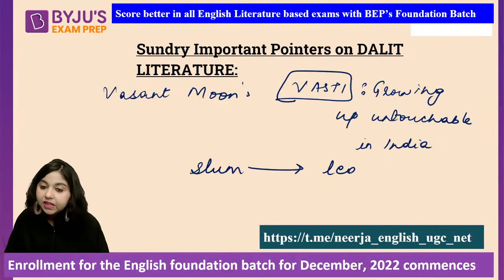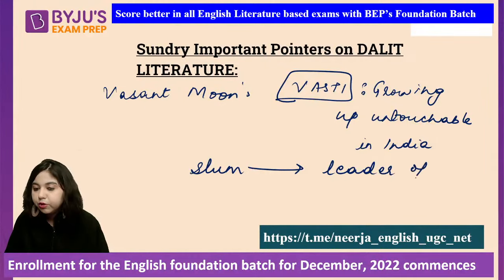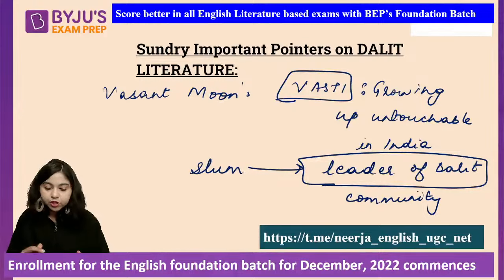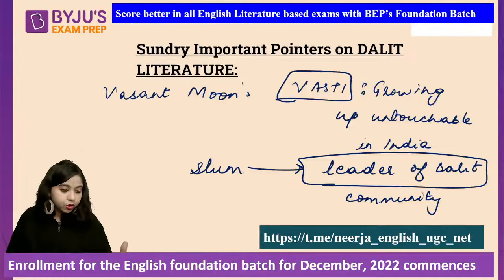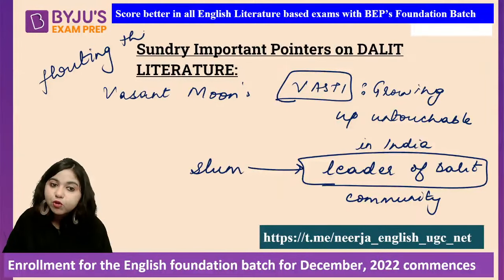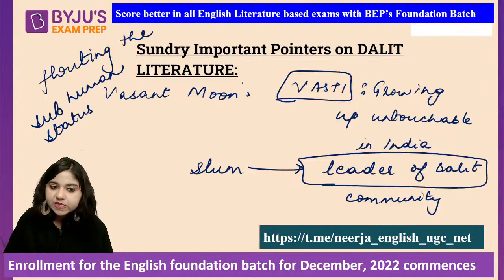The slum boy's journey into becoming the leader of the Dalit community is the story being captured, despite being born into the slum, and despite the discrimination, the dehumanization, the atrocities, the subhuman status. So basically, via Dalit literature, what are these writers trying to do? They are flouting the subhuman status. They are talking about these injustices in greater detail.